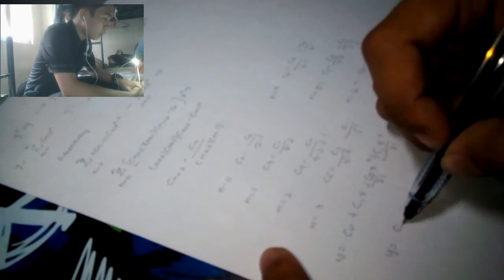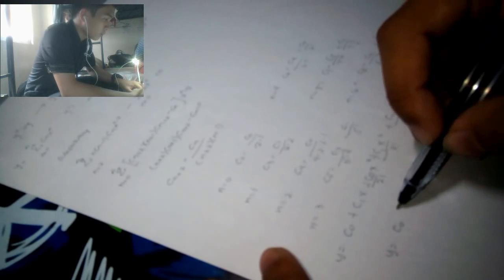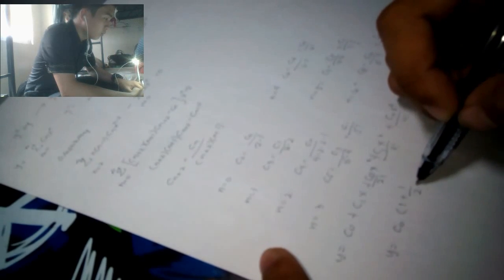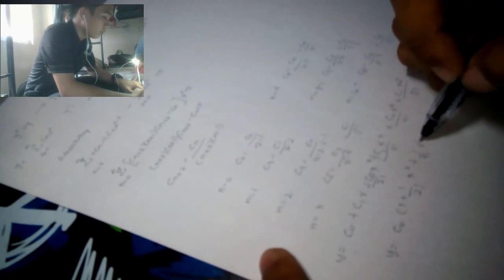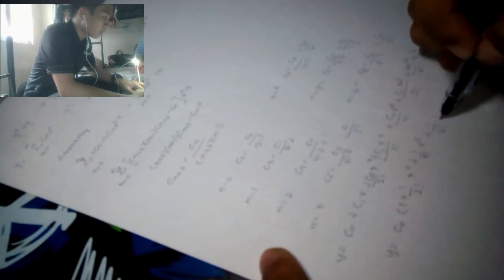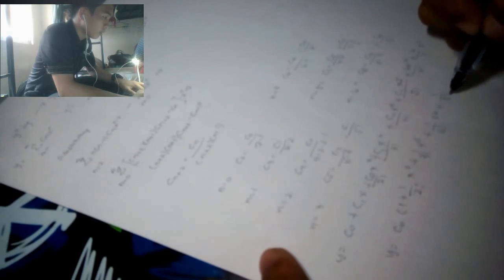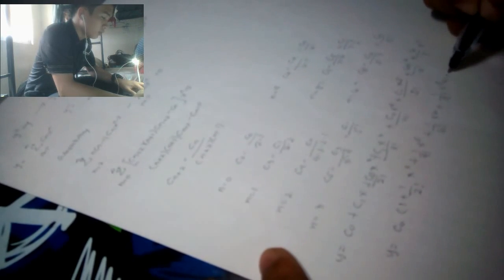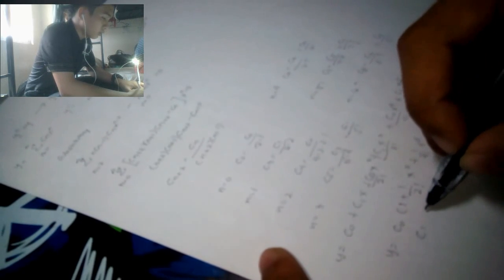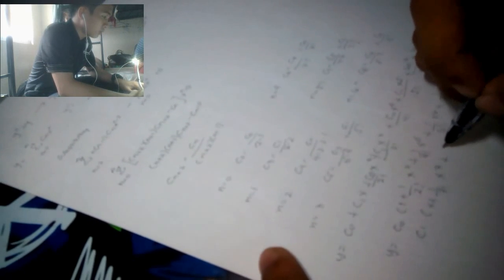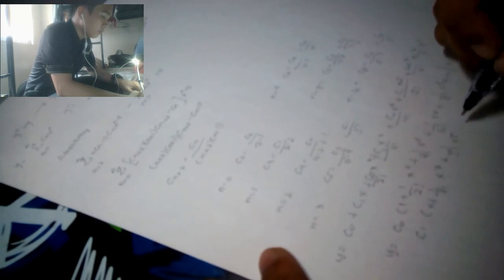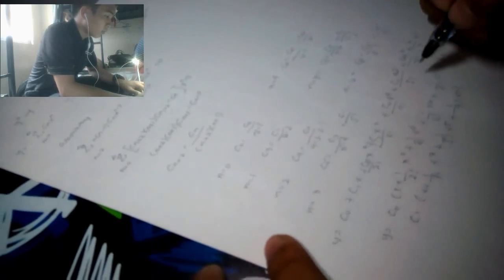So y is equal to c0 times 1 plus 1 over 2 factorial x squared plus 1 over 4 factorial x to the 4th plus 1 over 6 factorial x to the 6th plus 1 over 8 factorial x to the 8th, plus ellipsis, plus c1 times x plus 1 over 3 factorial x cubed plus 1 over 5 factorial x to the 5th plus 1 over 7 factorial x to the 7th.